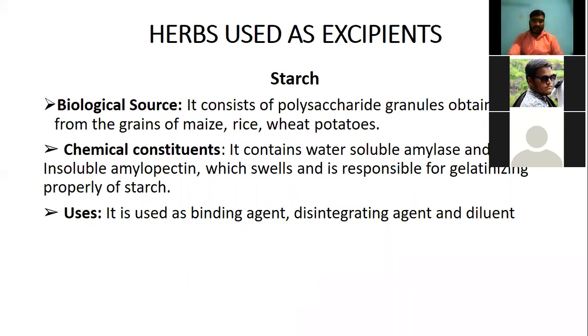Okay, it is obtained from maize, rice, wheat, and potatoes. This is the main source of starch, and it may contain amylose, amylopectin, and other properties. See the property: it contains the water soluble amylose and the water insoluble amylopectin.